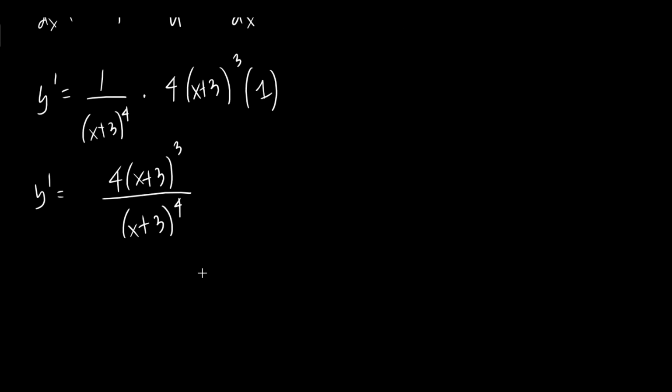So we will simplify this one. Y prime is equal to, so the x plus 3 raised to the power 3 will be cancelled, and this will also be cancelled. So the remaining will be 1. So we have 4 all over x plus 3. So this is now our final answer.